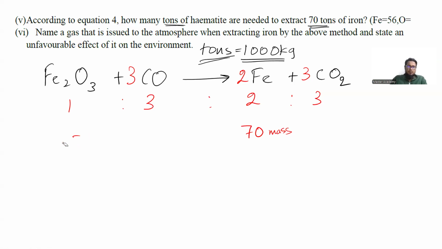So this is the mole ratio, the number of moles. The meaning of this is, 1 mole of Fe2O3 will react with 3 moles of carbon monoxide and form 2 moles of Fe and 3 moles of carbon dioxide. This is the meaning of this mole ratio. So to form 2 moles of Fe, I need 1 mole of Fe2O3.